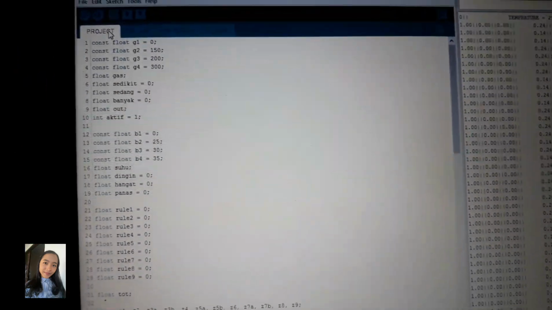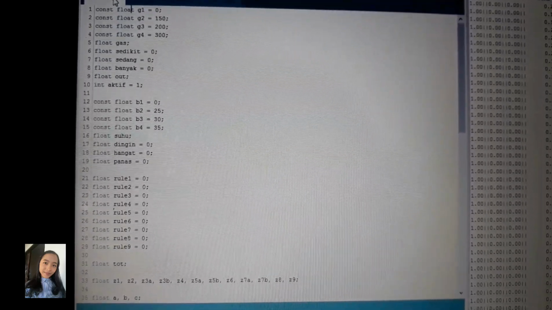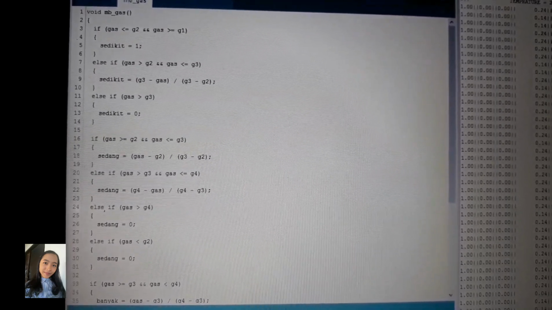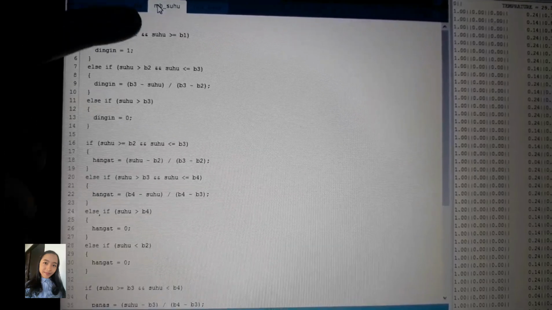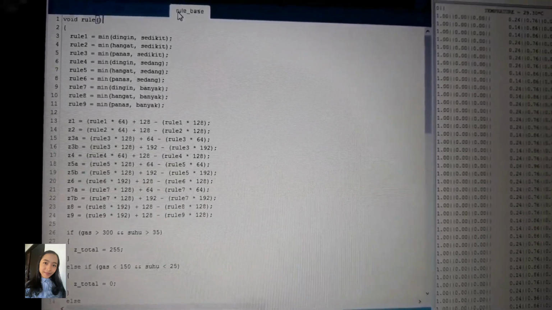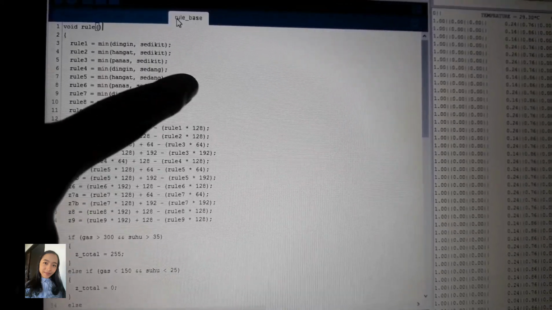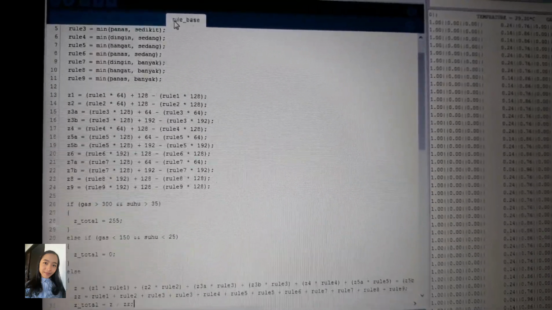This is our program. This is the initialization of the gas sensor and the temperature sensor, and also the rule. This is the fuzzification and the membership of our sensors. The first one is the gas sensor, and the second one is the temperature sensor. Now we are going to see the rule base. Here is the rule base. We use the Tsukamoto method, and this is the defuzzification, from here till here.